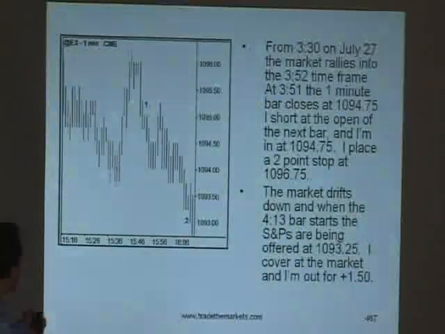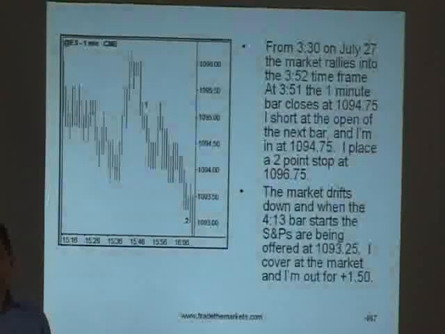Okay, here's another one. Now 3:30 we rally. At 3:52 I go short, and I literally just stay in until the minute before 4:15. So at 4:14 or so I just cover at the market. Boom, plus 1.50.